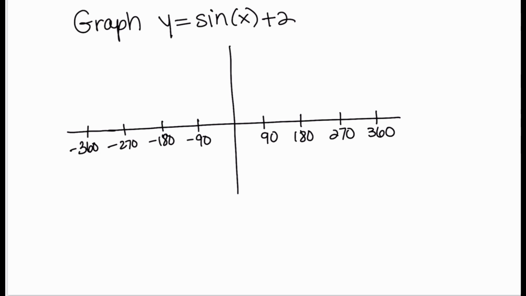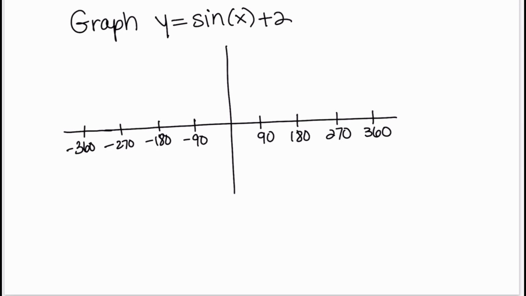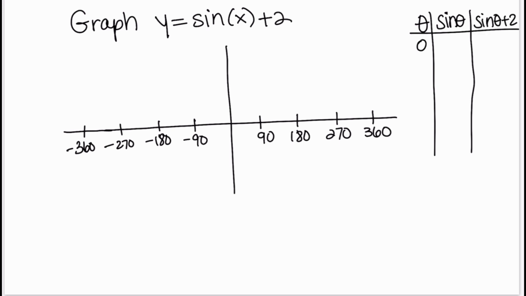But for now, I just want you to see 2 of these periods drawn. By creating a table of values, it's going to make our life a little bit easier. So I'm going to go ahead and write theta. Then I'm going to write the sine of theta. And then I had to take the sine of theta, and we're going to have to add 2 to it. So we have 0, 90, 180, 270, and 360.